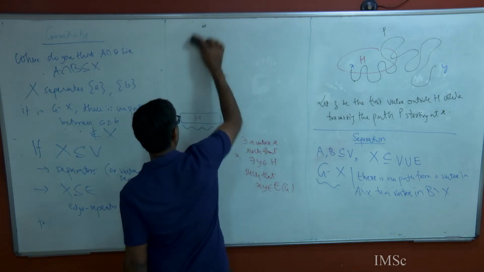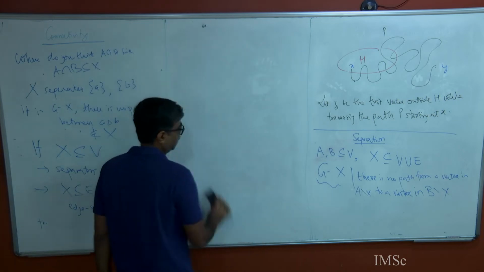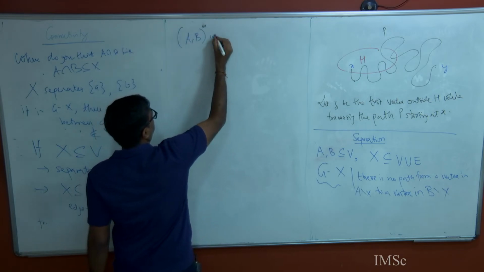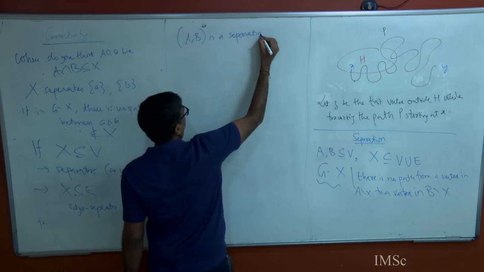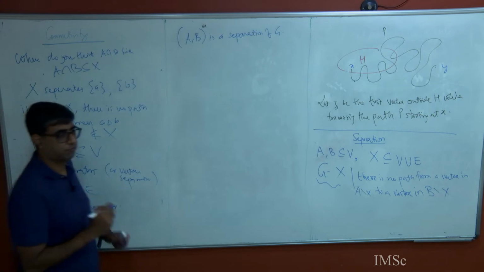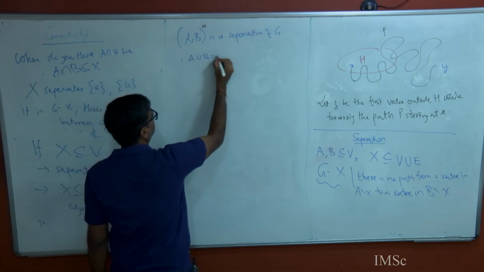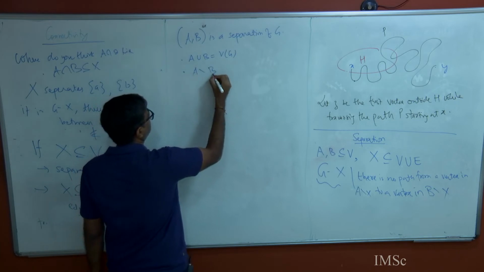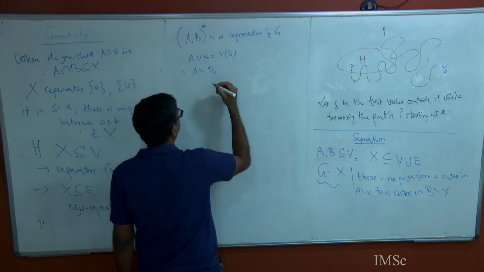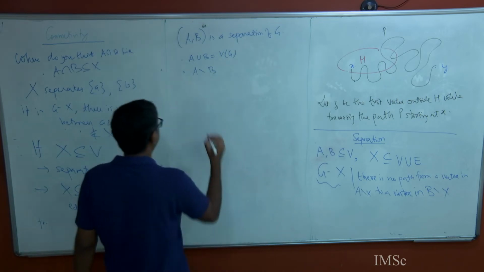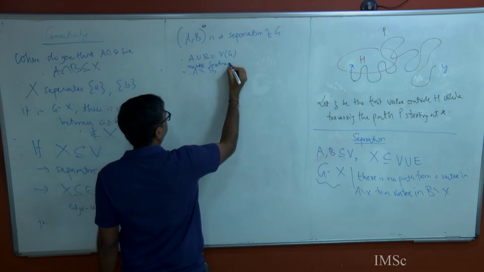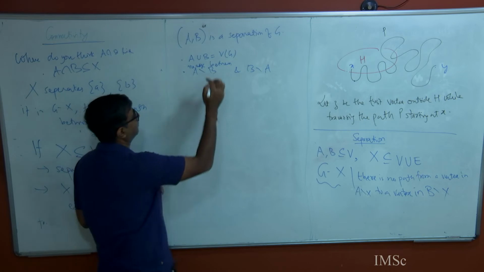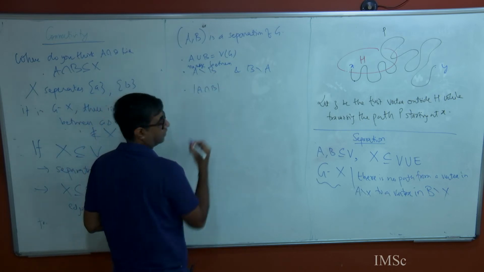A common terminology that is used, and this is the most common: we say A comma B is a separation of G if the following properties are satisfied. First, A union B is the whole vertex set. Secondly, there is no edge between A minus B and B minus A, right? So basically think of this. And what is A intersection B? This is called the order of separation.